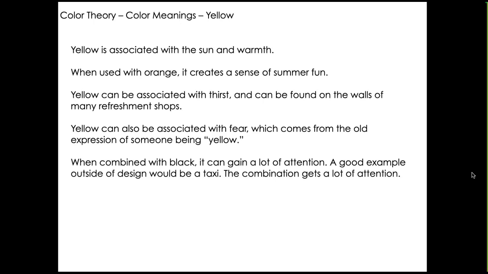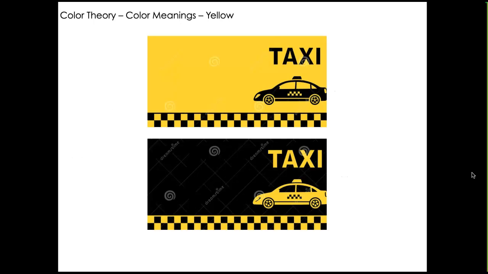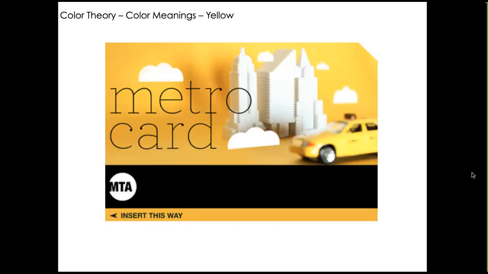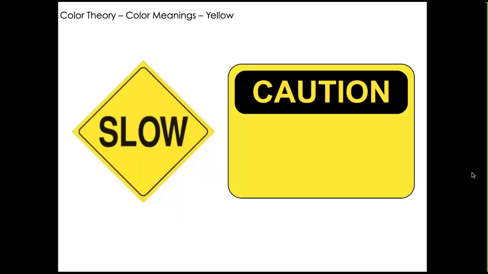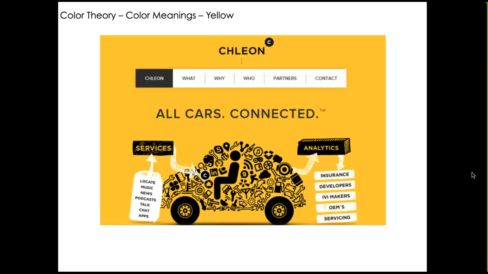When combined with black, it can also gain a lot of attention because of the opposites. So the very dark black against the yellow. A good example outside of design would be a taxi. Also caution tape, that's a big one. The combination gets a lot of attention. So here we have an image of a taxi, MetroCard, caution. And a website.